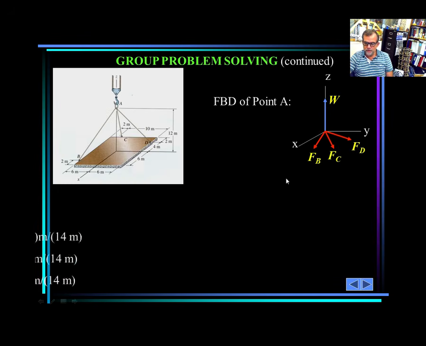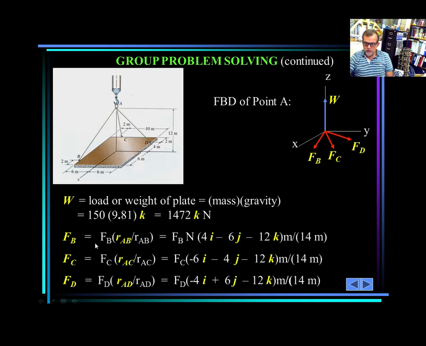This is my free body diagram. I do the same thing. Look, I was working with B, right? I say 4 in i, negative 6 in j, and 12 in k. Divide that by the magnitude of the position vector, which is the square root of this square plus this square plus this square, and multiply that by the magnitude of force B, which is my unknown.